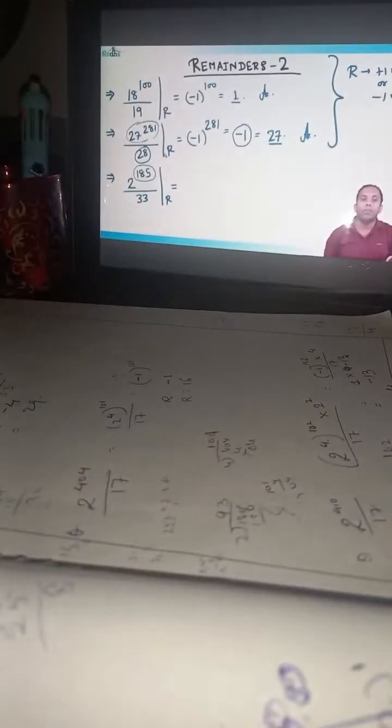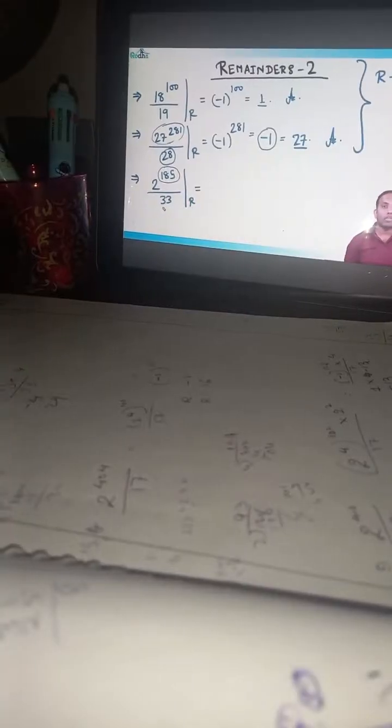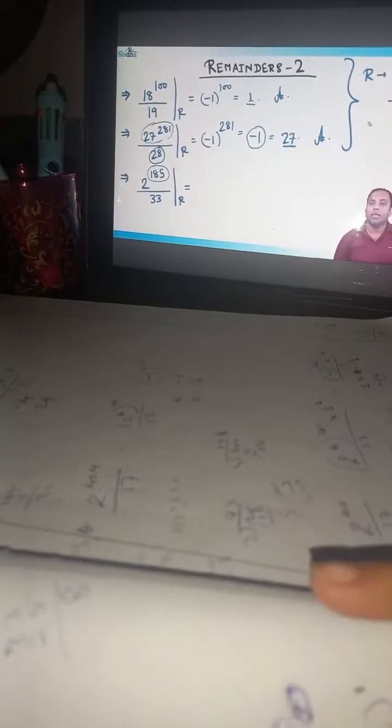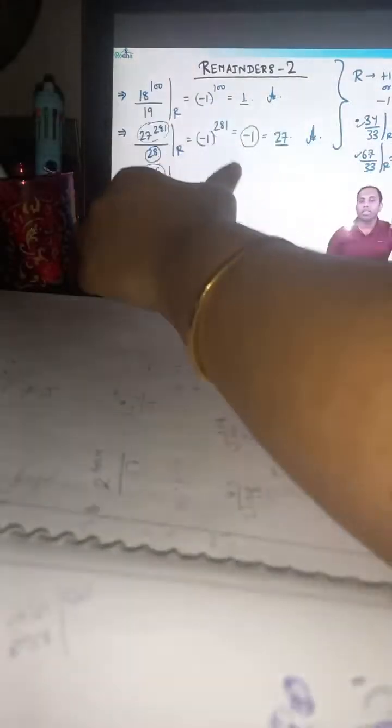I have to look for numbers close to 33 or to multiples of 33. Why multiples of 33? Because 34 by 33 remainder is also plus 1. And 33's next multiple is 66, so 67 by 33 remainder is also plus 1. So I can look near the multiples of 33 as well. I have to look for powers of 2 that are close to 33 or its multiples, when I'll get a remainder of plus 1 or minus 1.